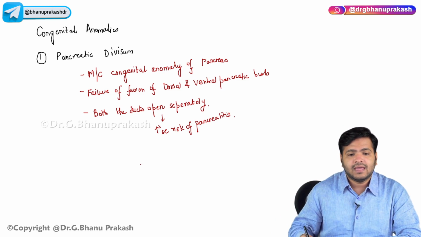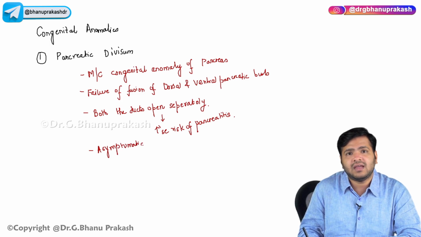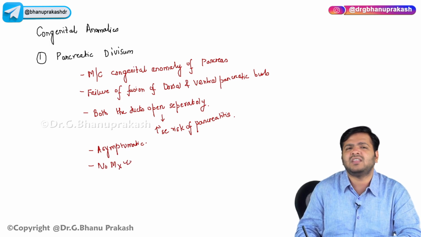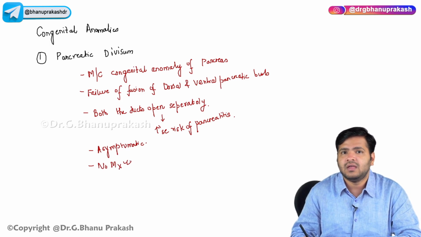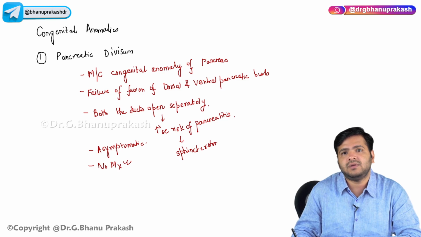Now, these patients are usually asymptomatic and there is no management which is required as of now. If there is increased risk of pancreatitis, okay, we have to cut out the sphincters, right? So this is called a sphincterotomy, right?